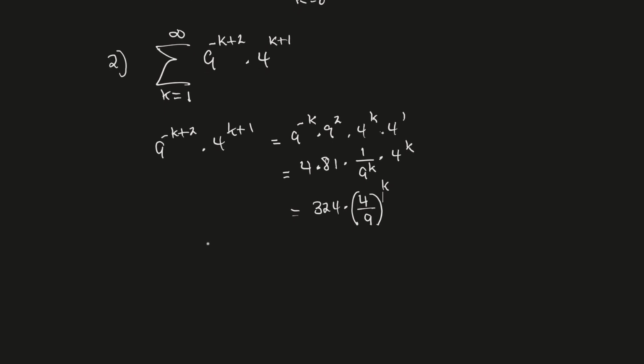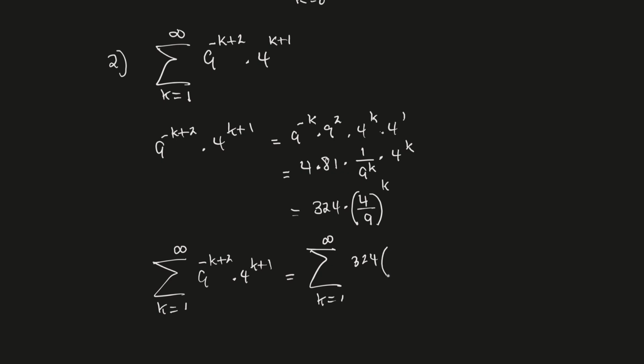So what we've just shown using properties of exponents is that this sum, going from 1 to infinity, of 9 to the negative k plus 2 times 4 to the k plus 1, is exactly the same as this sum, 324 times 4 over 9 to the kth power. But then this looks a lot like our definition. The only difference is I can't look at this number and say, here's my a, because the initial value of my index is not 0.